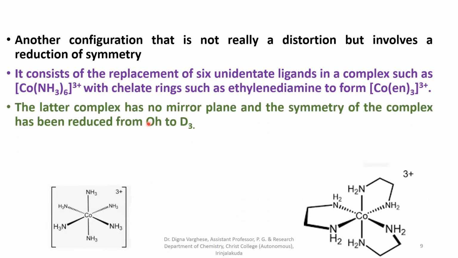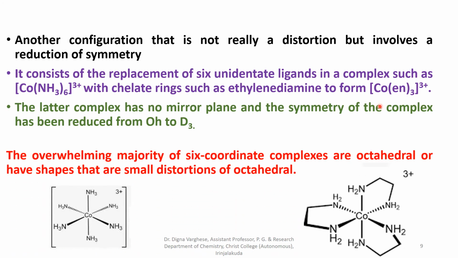The latter complex, that means the chelated one, has no mirror plane, and the symmetry of the complex has been reduced from Oh to D3. For the ammonia complex, it is Oh symmetry, and for [Co(en)3]3+ the symmetry is reduced from Oh to D3. There is no mirror plane. The overwhelming majority of six coordinate complexes are octahedral, or have shapes that are small distortions of octahedral.